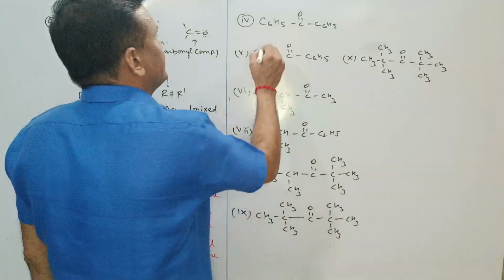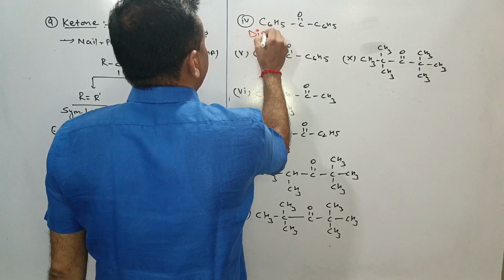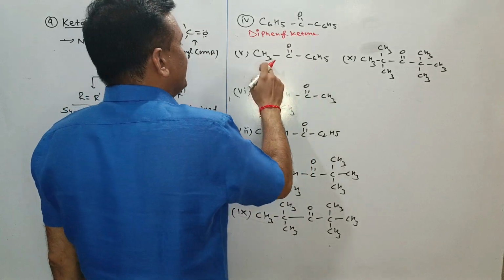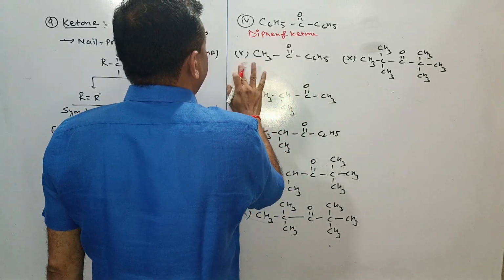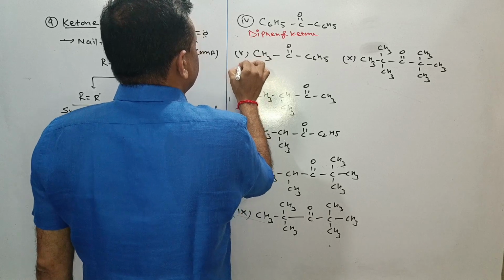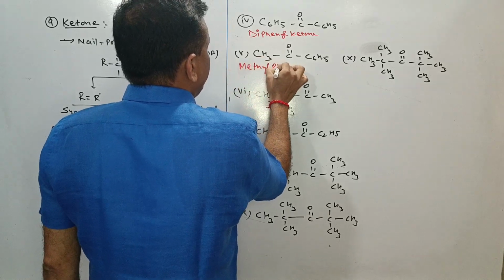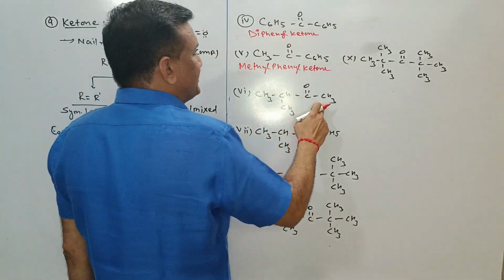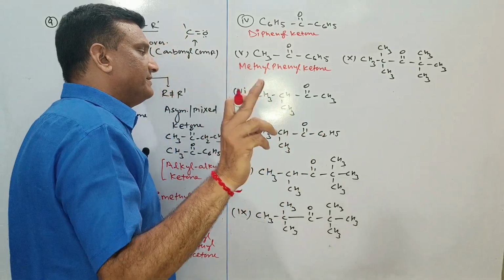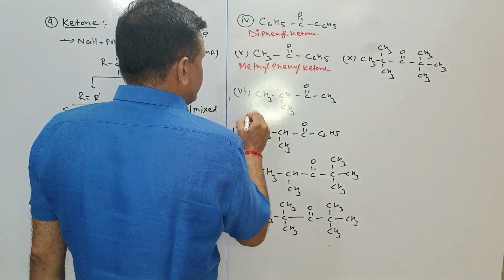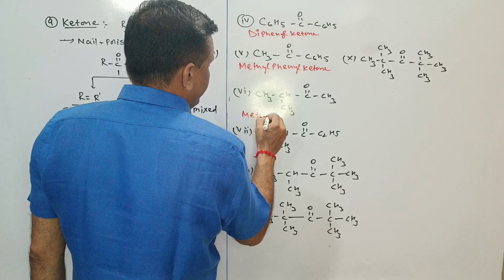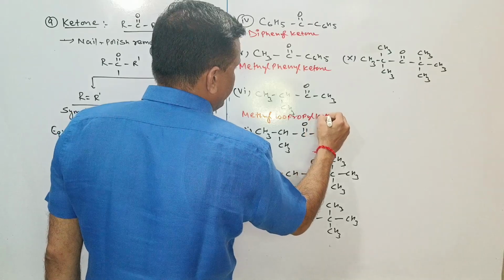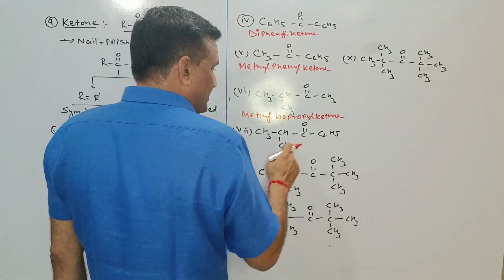If I go with this, it is called diphenyl ketone. This is the phenyl and this is the methyl, so alphabetically methyl comes first, so this will be methyl phenyl ketone. If I go with this, this is the methyl and this is the isopropyl. We go with the P of isopropyl, not the I, so this is methyl isopropyl ketone.